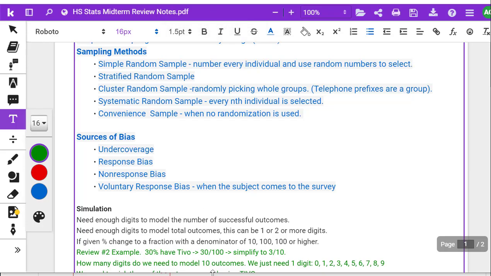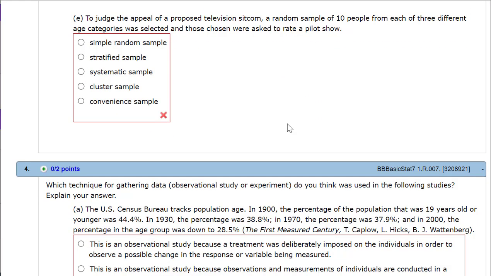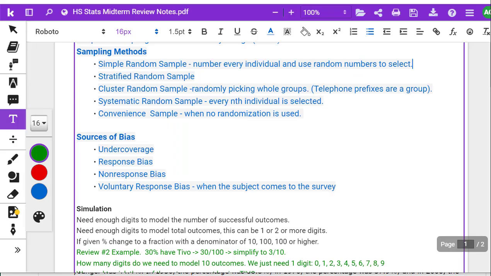And then let's see, so that's a simple random sample. All right, and then to judge the appeal of a proposed television sitcom, a random sample, 10 people from each of 3 different age categories was selected, and those chosen were asked to rate a pilot show. That's called a stratified sample. So how do we know it's a stratified sample?